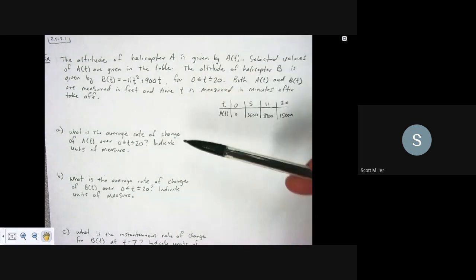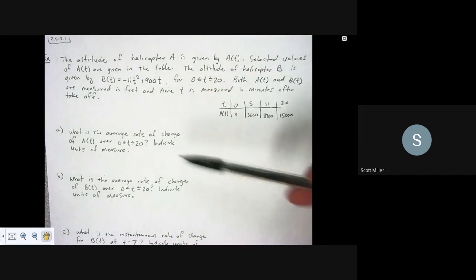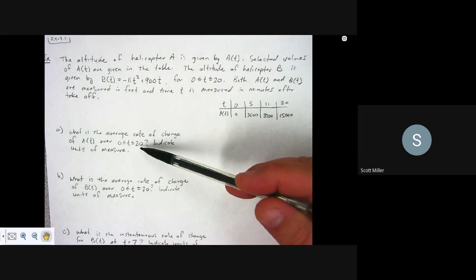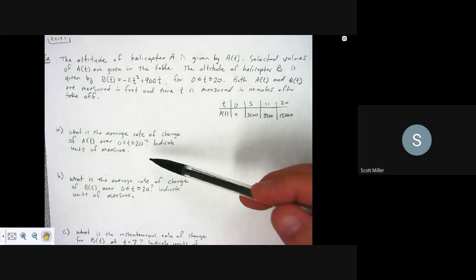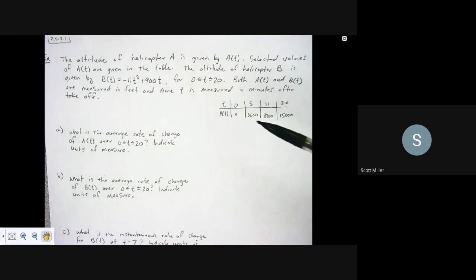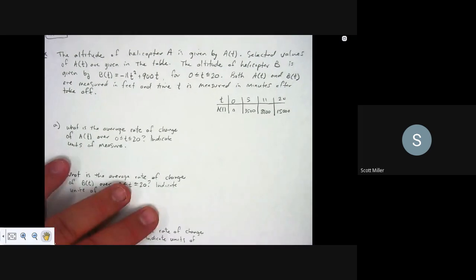So what is the average rate of change of A of t over this time interval from 0 to 20? Indicate units of measure. One of the things that's very important in your calculus tests is to make sure you indicate units of measure when they tell you to, because that means you're going to get points associated with it.